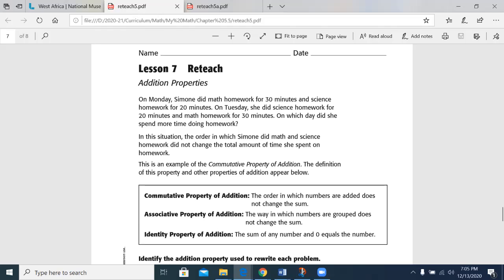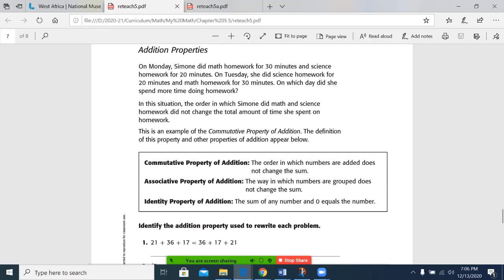All right, on Monday, Simone did math homework for 30 minutes and science homework for 20 minutes. On Tuesday, she did science homework for 20 minutes and math homework for 30 minutes. On which day did she spend more time doing homework? In this situation, the order in which Simone did math and science homework did not change the total amount of time she spent on the homework. This is an example of the commutative property of addition. The definition of this property and others are up here below.